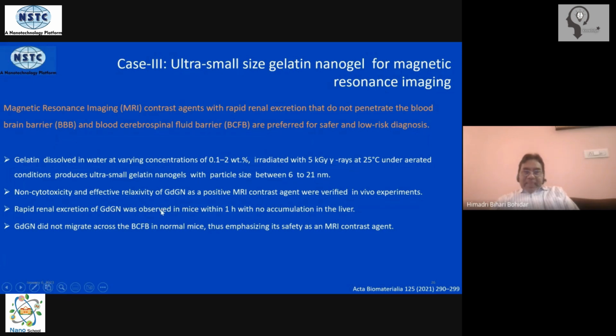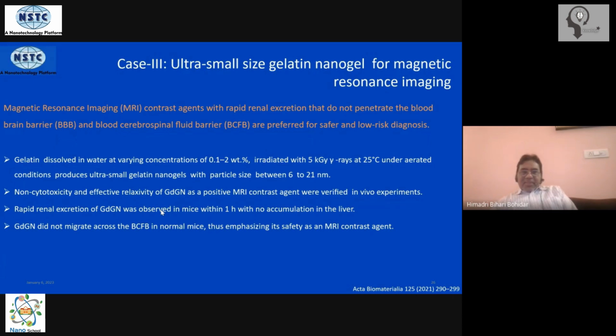Gadolinium happens to be one element which enhances the MRI contrast. There are strong scientific reasons for that. I will not go into details of that. But if gadolinium is present, then the MRI contrast is always enhanced. The signal to noise ratio improves dramatically. So it's basically now to make a polymer precursor containing gadolinium. So GdGN nanogel has to be made now.